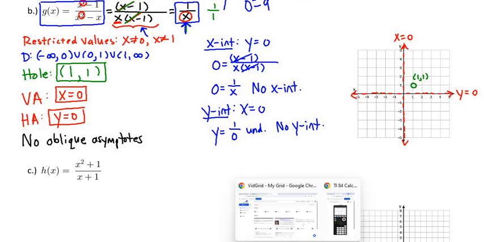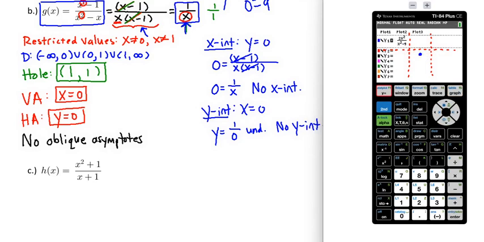To visualize the graph, or observe the general behavior of the graph, I want to type in the original function, not our reduced function. So we had the function x minus 1 divided by x squared minus x. So we can observe our vertical asymptote is correct. Our horizontal asymptote is correct. It nicely fits the curve. But what we can't see on the graph is the hole at ordered pair 1, 1. Although it's not visible on the graph, it will be available if we look at the table.